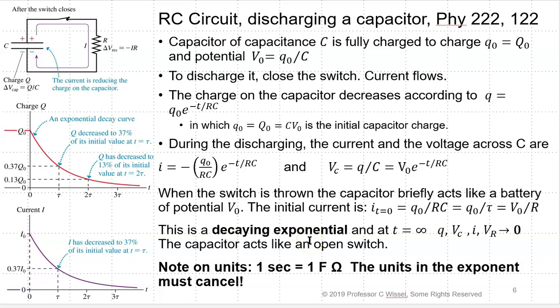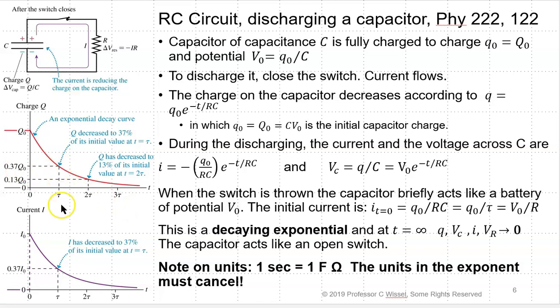This is a decaying exponential, and at time t equals infinity, Q, VC, I, and VR are all at 0, and at that point, the capacitor acts like an open switch. This is a plot of the charge versus the time in terms of the time constant. Notice that it's a decaying exponential.